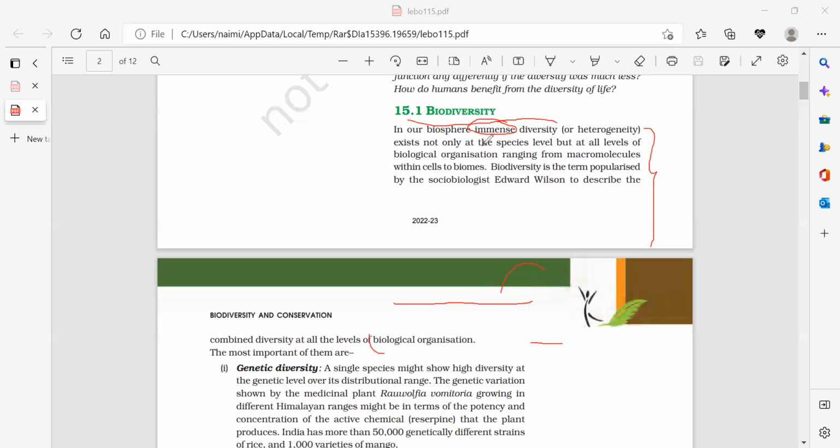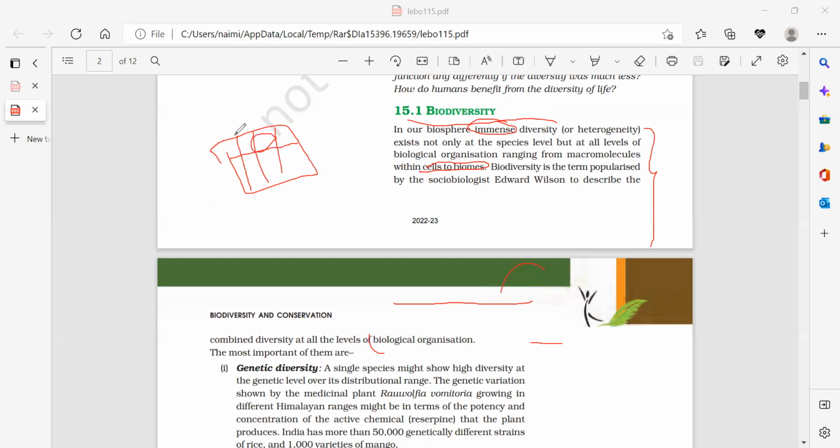It includes everything from the cell to biomes. The word cell, what is the cell? Cell is the structural and functional unit of life. If you define the cell, this is the common one. If you see, these are the bricks. If you divide these bricks into several parts, then only one part of this is called a cell.